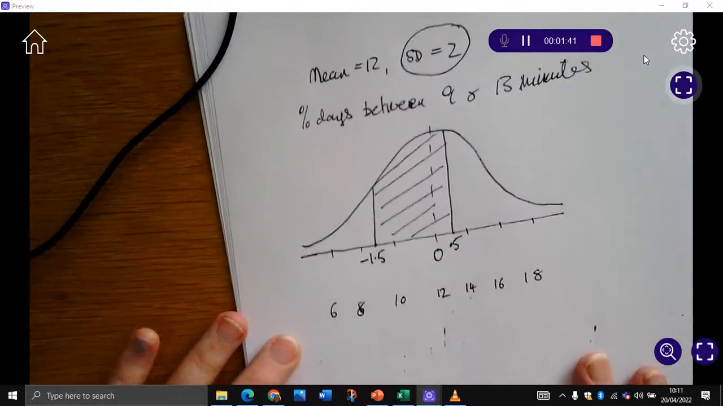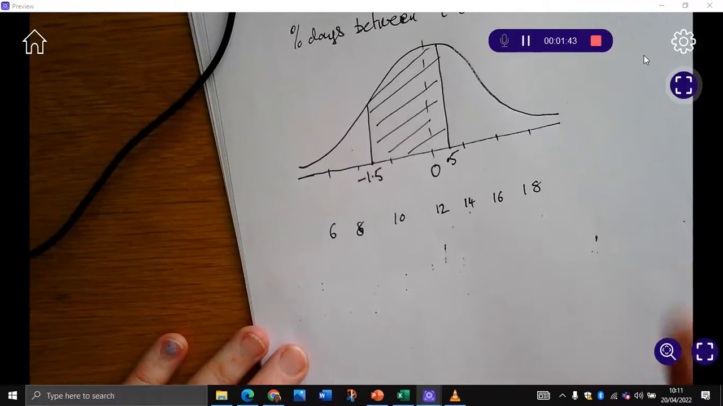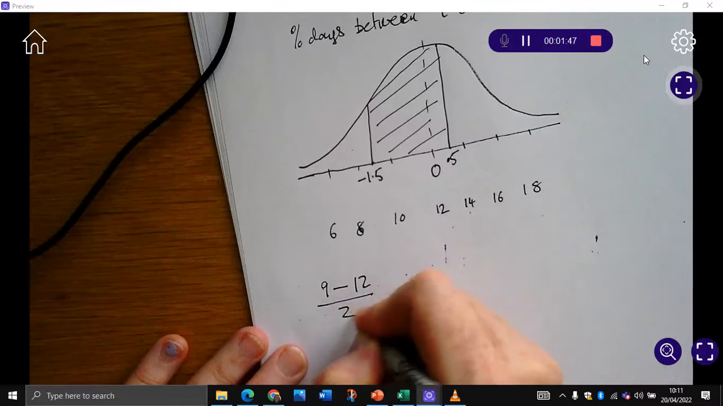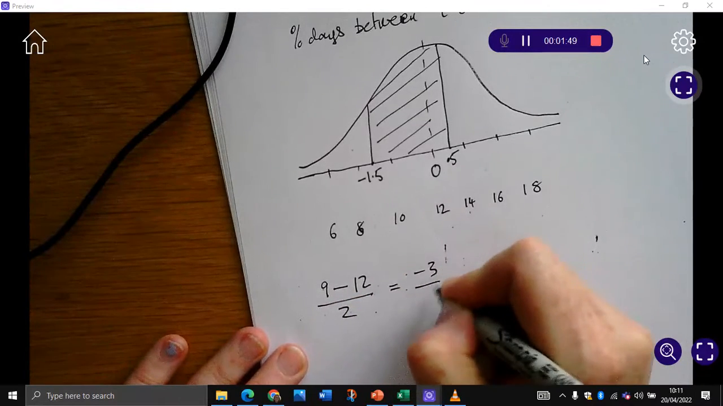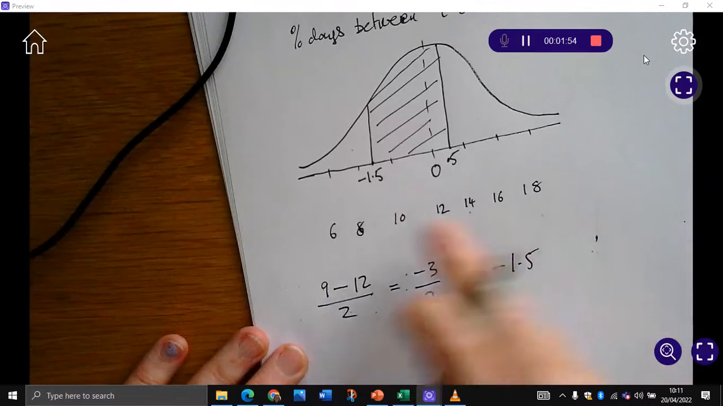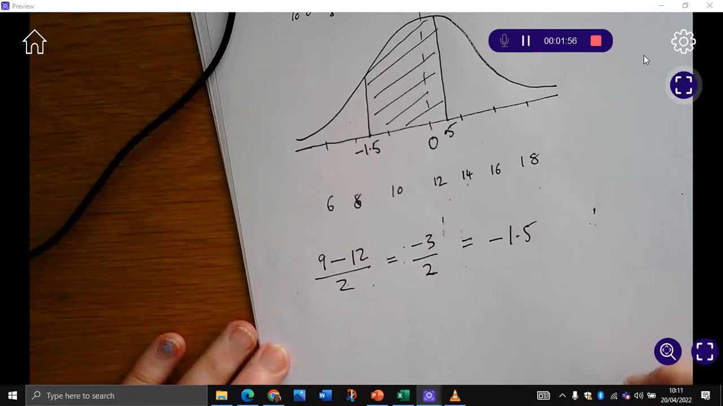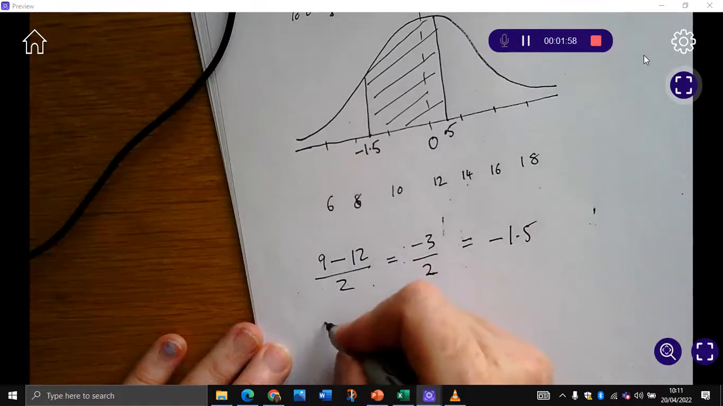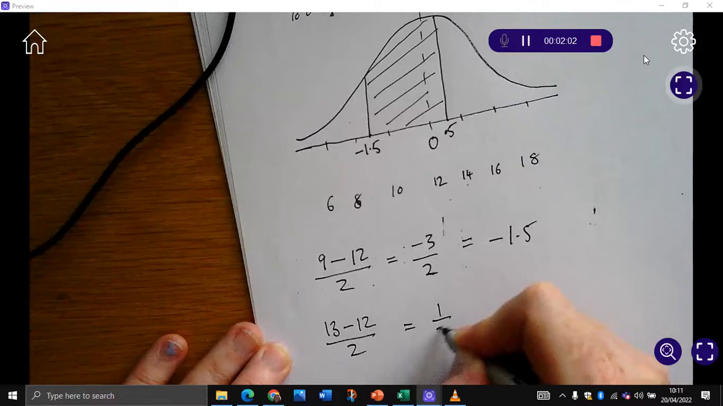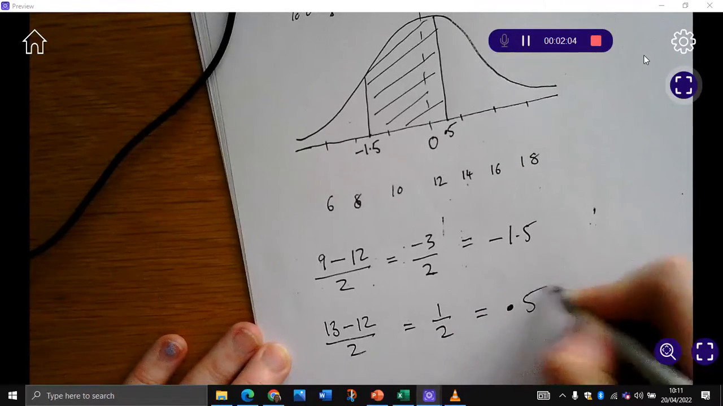So if you can tell that's 0.5 and you can tell that's minus 1.5 just by looking. But let's just do the math just so you know the system. So it's 9 minus 12 over 2. That's minus 3 over 2, which is minus 1.5. Then you're going to take the 13. 13 minus 12 over 2 is 1 over 2, which is 0.5.